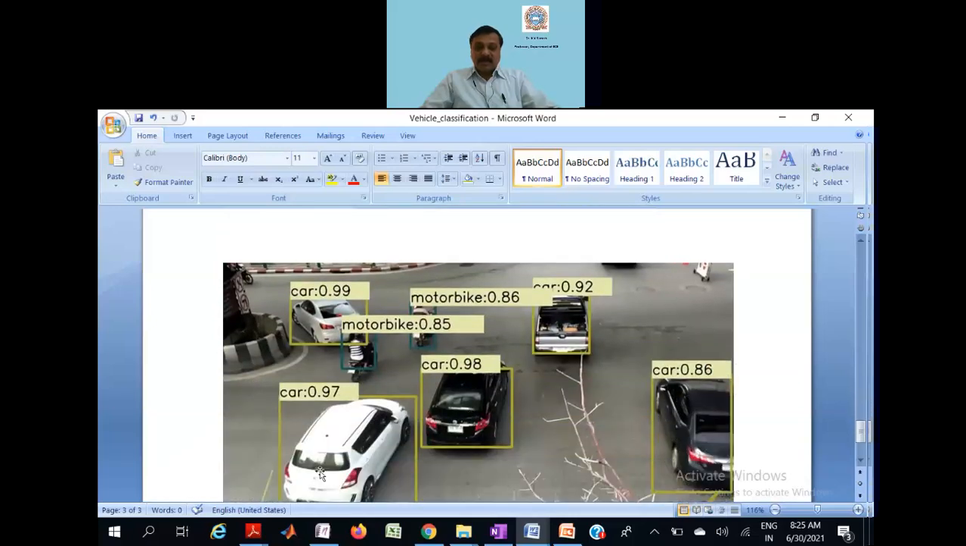Say for example, in this case, with some percentage of accuracy, they have determined a car. See the challenge. This car is going in this direction, whereas this car is going in this direction. There is a two-wheeler here, and this two-wheeler is actually occluding this car also.